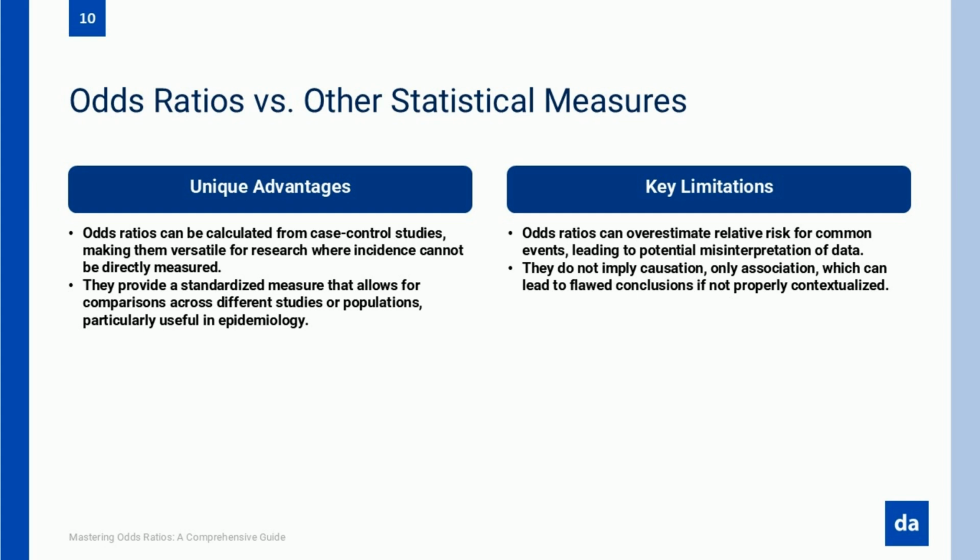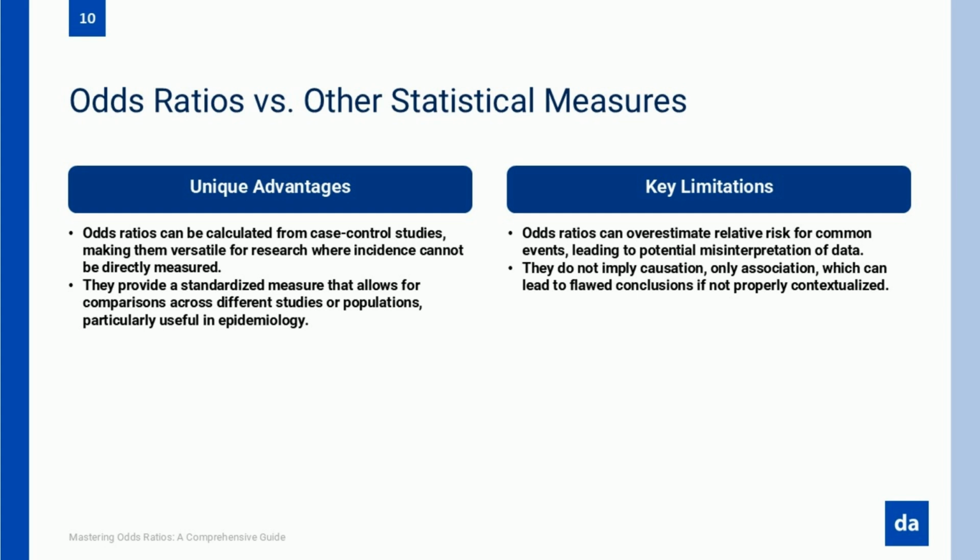Moreover, these measures aren't mutually exclusive. In many cases, using multiple measures can provide a more comprehensive understanding of the data. For example, combining odds ratios with risk differences can offer insights into both the relative and absolute effects of an intervention. The key takeaway is that context is king when selecting statistical measures. As data scientists, we must consider not only the mathematical properties of these measures, but also how they align with our research objectives and how they'll be interpreted by our audience.